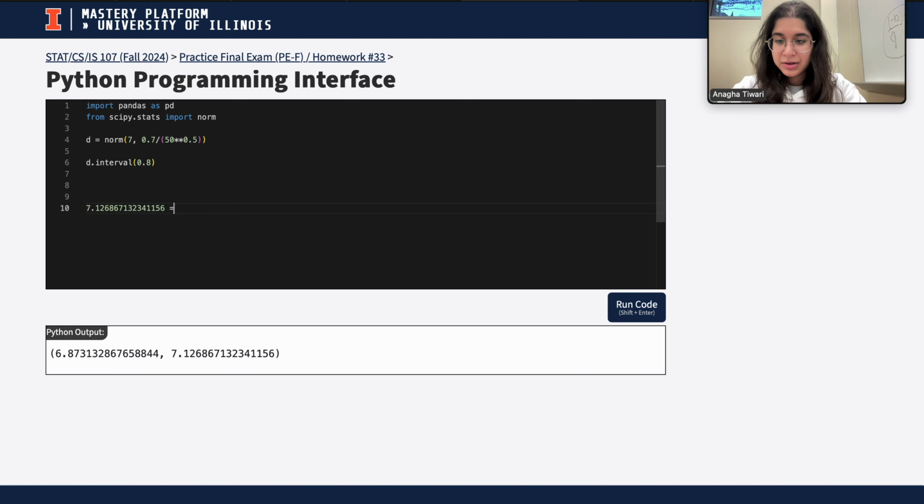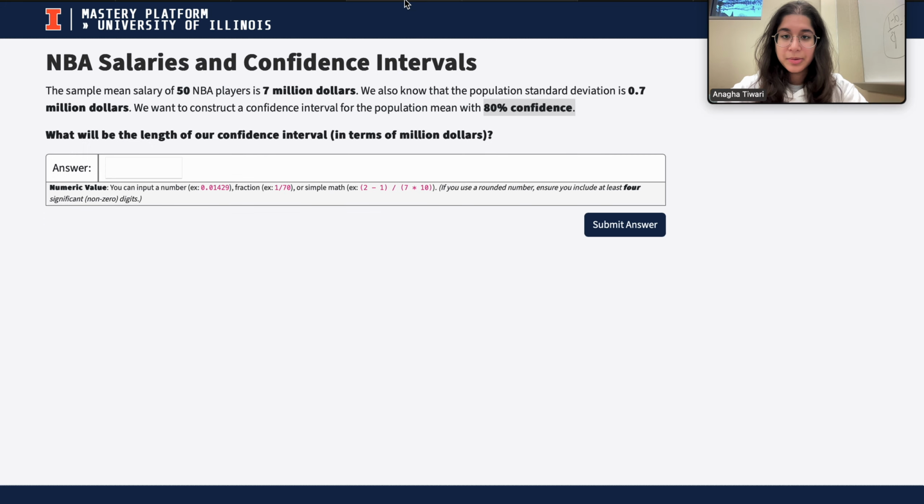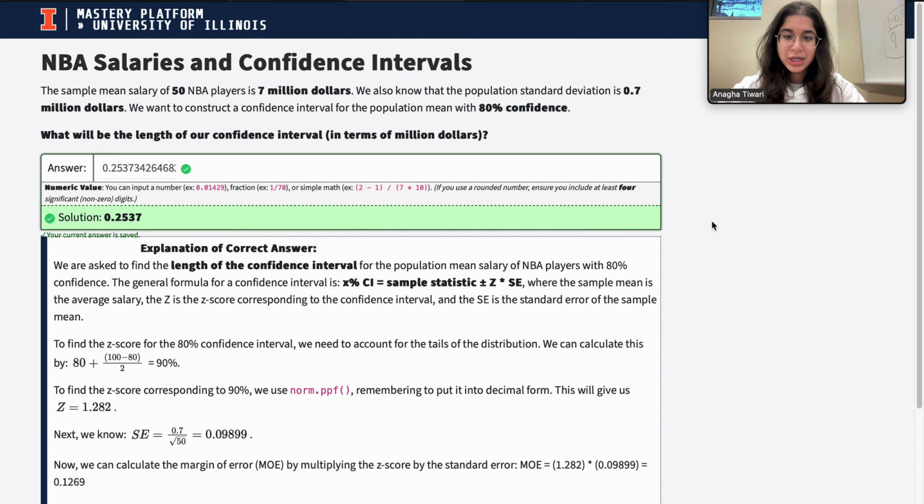You can do that manually, 7.12 minus the lower bound, which gives 0.25. Or you can assign the output of d dot interval to variables. I know this returns a list, so you can assign it to lower bound comma upper bound, and then find upper bound minus lower bound for my final distance, which should be the same, 0.25. Let me comment this out and run it again. Yes, it's the same, 0.25. So I'll put this as my answer, and that is correct.